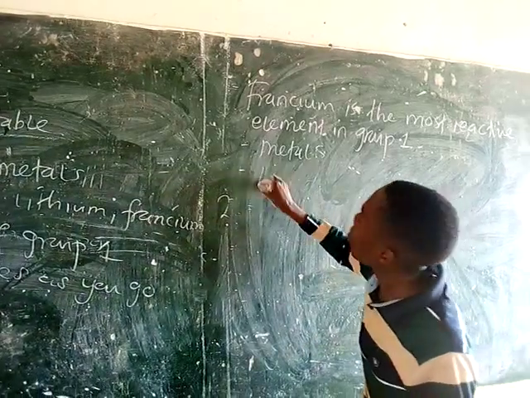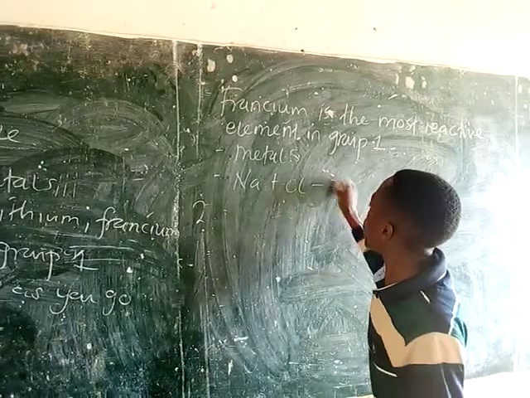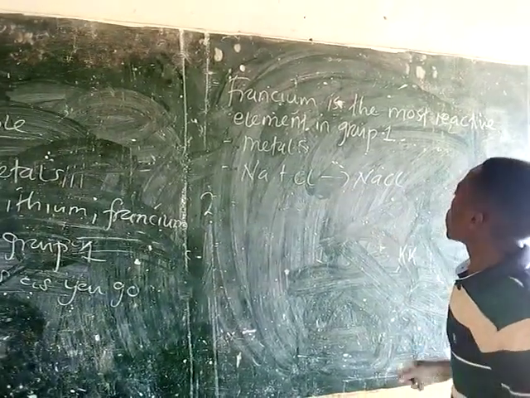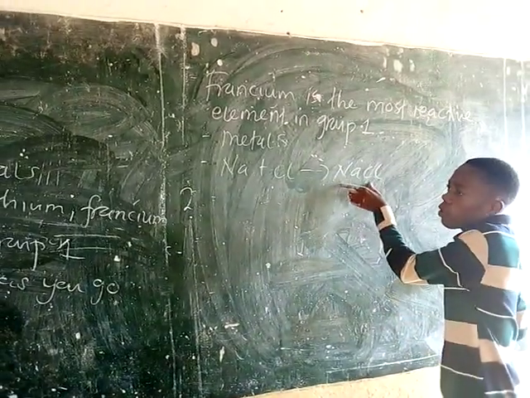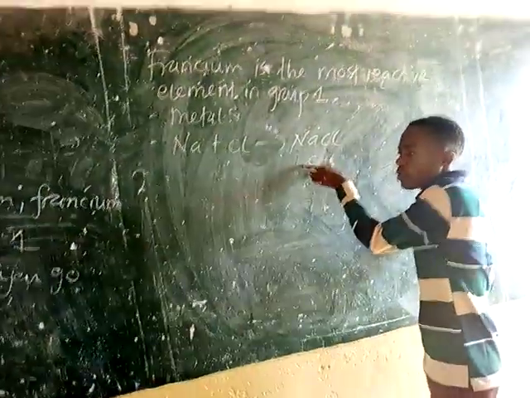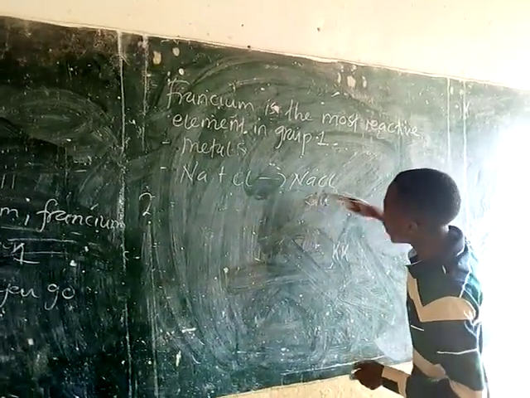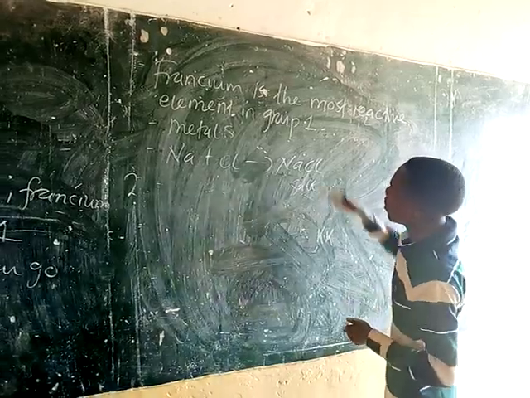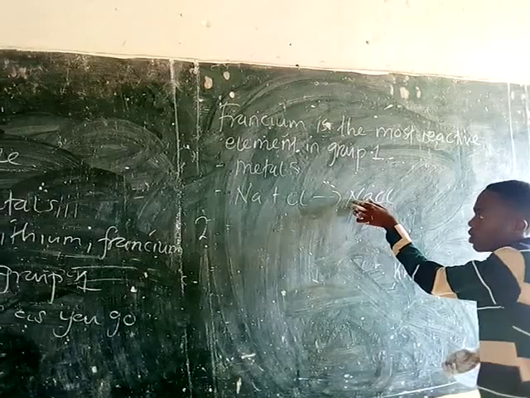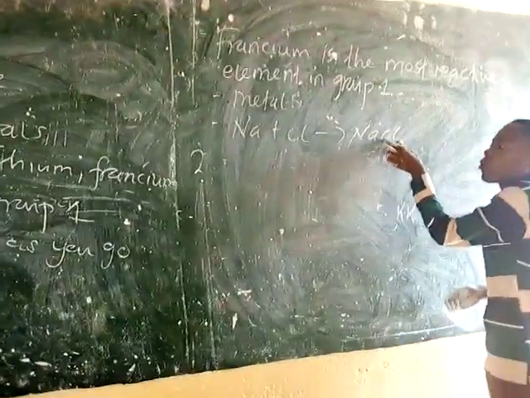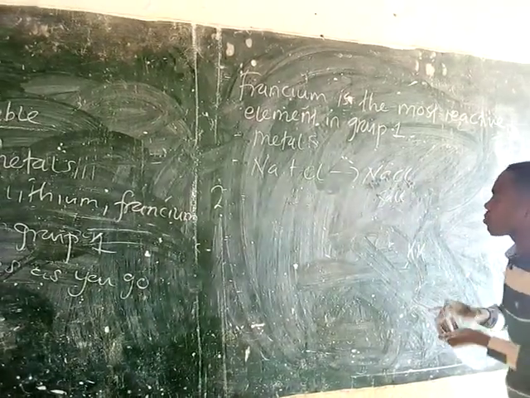compounds. For example, sodium can combine with an element from group 7 like chlorine to form sodium chloride. Sodium chloride is a salt. At the same time, it is an ionic compound. An ionic compound is a compound made up of a metal and a non-metal. Sodium chloride is made up of a metal, which is sodium, and a non-metal, which is chlorine. So it is considered to be an ionic compound.